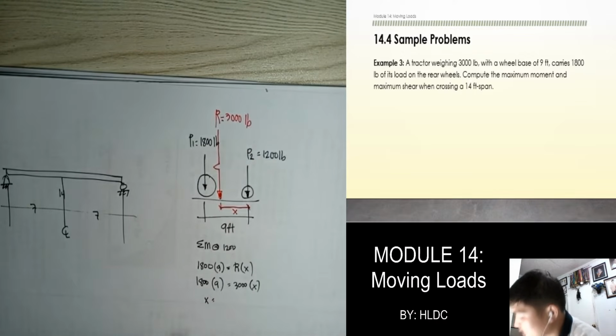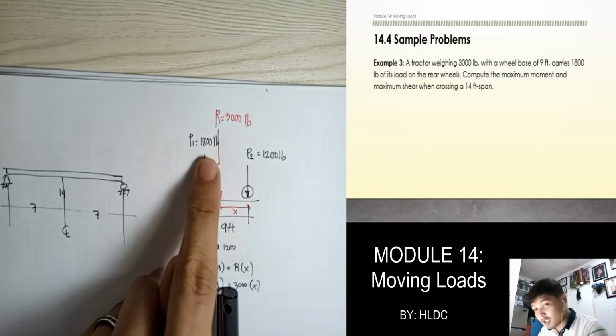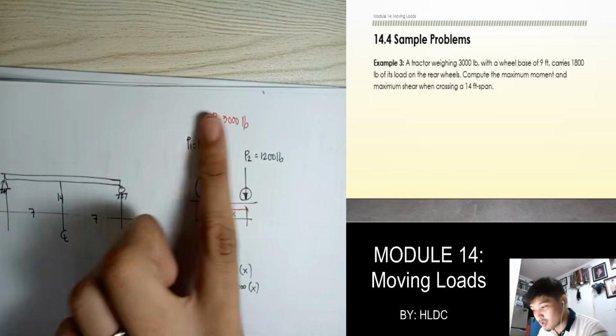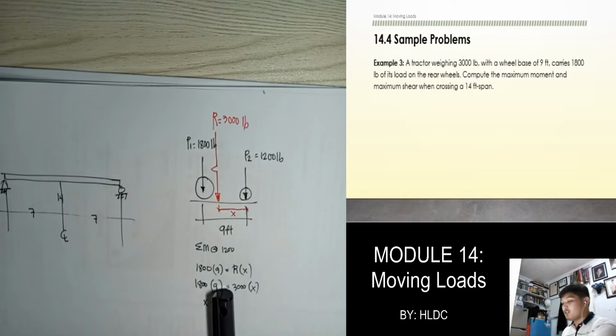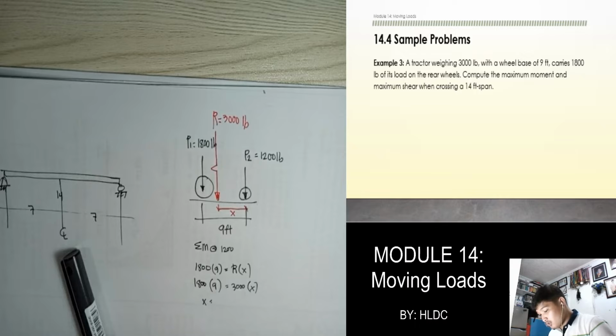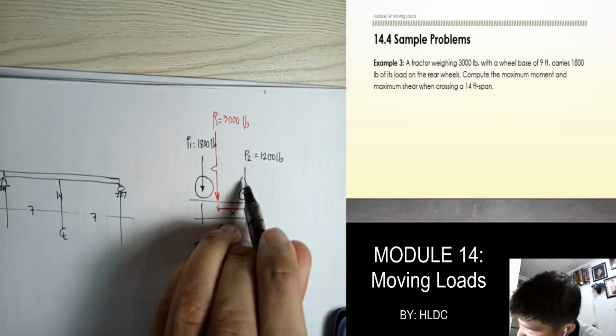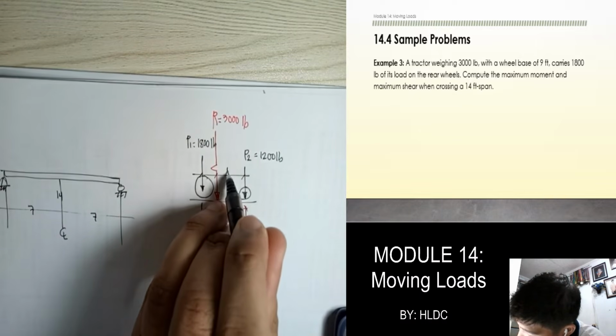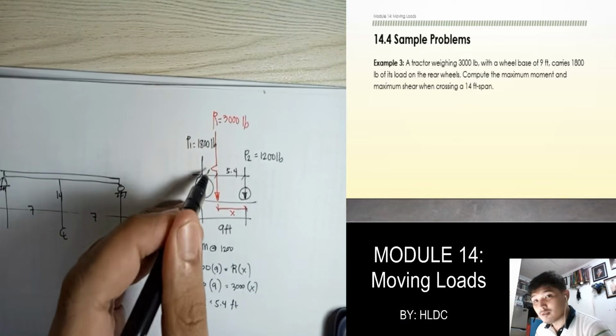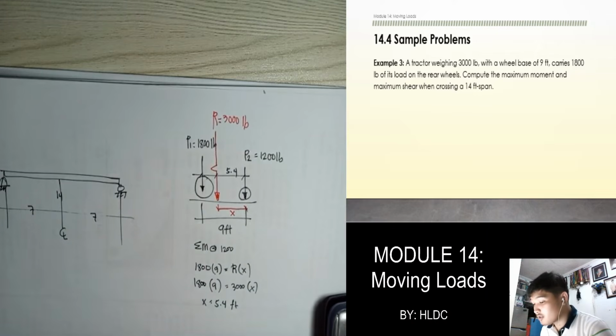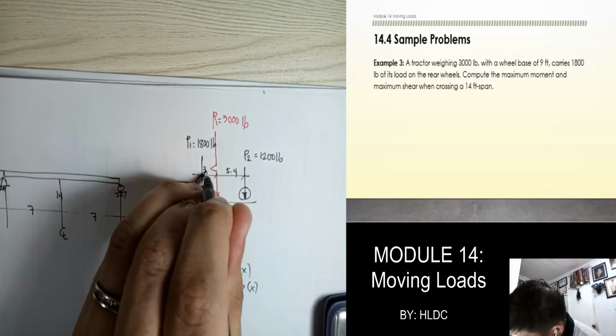So, ilan x distance? Dahil mas malaki itong 1,800, dapat mas malapit siya dito sa larger weight. 1,800 times 9 divided by 3,000. So, sagot is 5.4 feet. Therefore, kung lagyan natin yung mga distances dito, ito is 5.4. And then, yung remaining dito is 9 minus yon. That is 3.6.